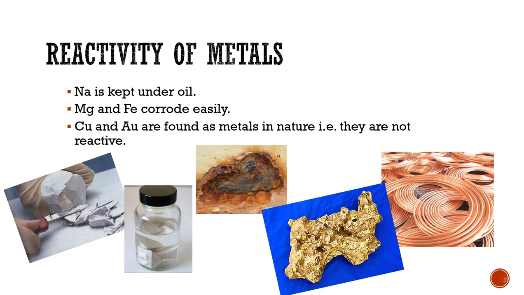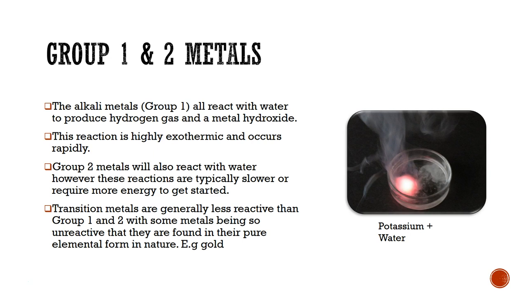Because these metals all have very different reactivities, we need to deal with them in different ways. So group 1 and 2 metals, we know hopefully by now that these are the alkali metals. They react with water to form hydrogen gas and a metal hydroxide. So they're going to form a basic solution. It's highly exothermic, it occurs rapidly. That exothermic nature can actually cause the hydrogen gas to ignite when it reacts as well.